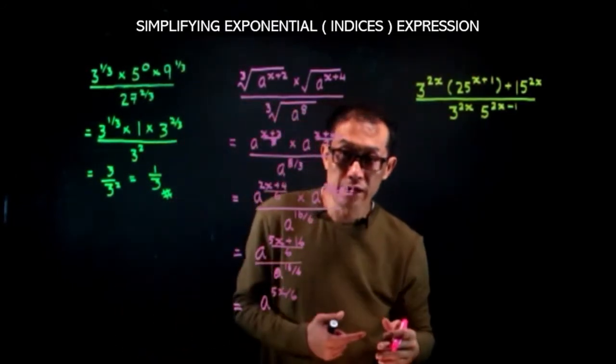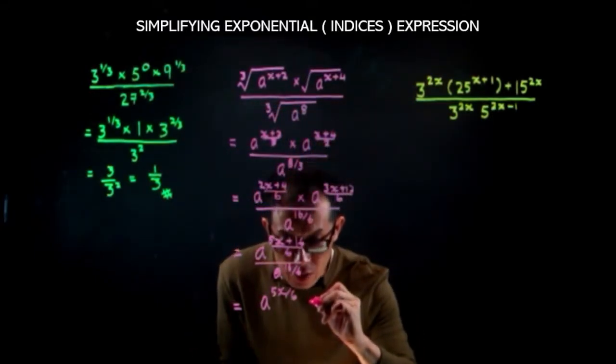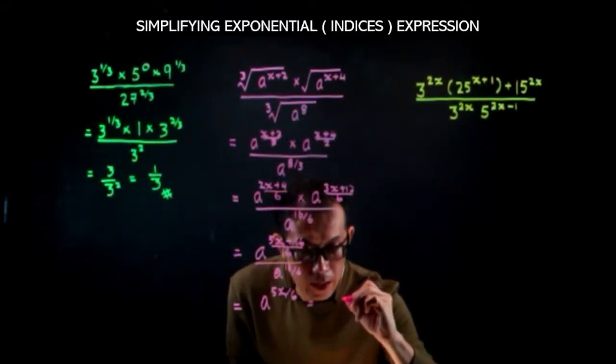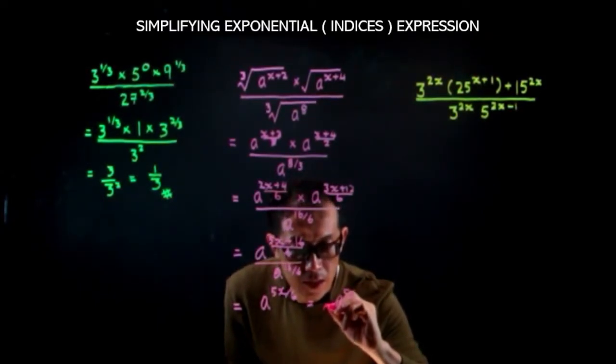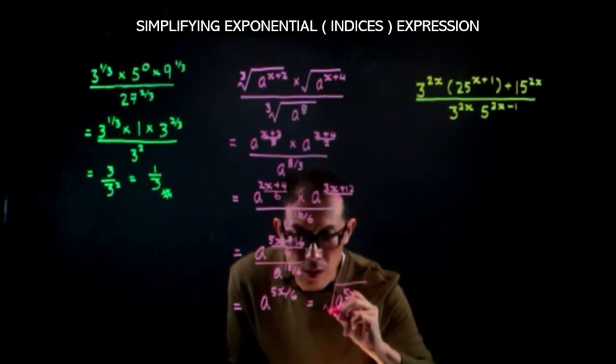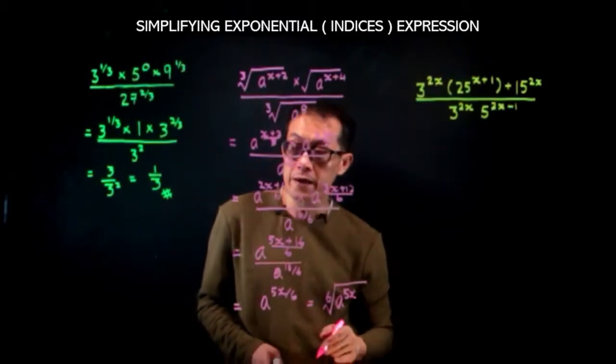Now you're supposed to leave the answer in radical form. So now we just convert it to radical form. Then you have the 6th root of a to the power of 5x. Okay?